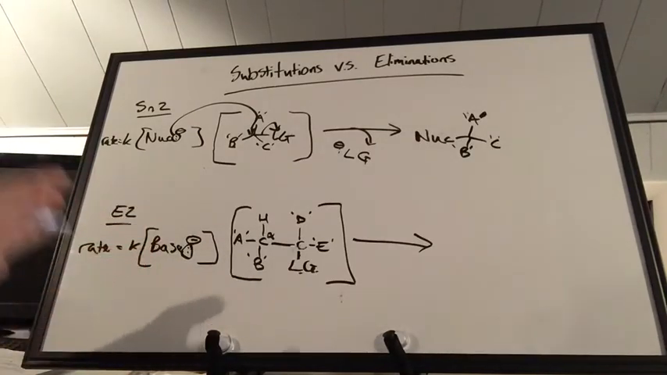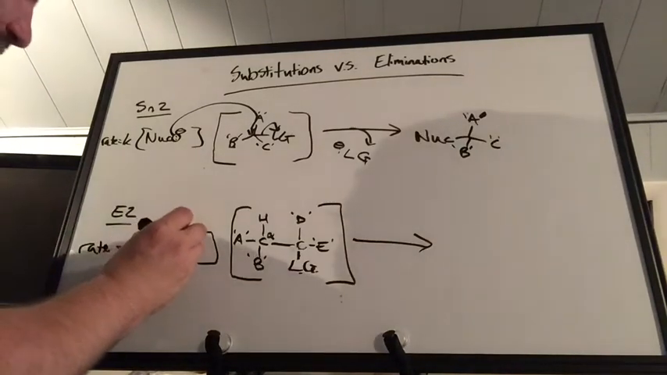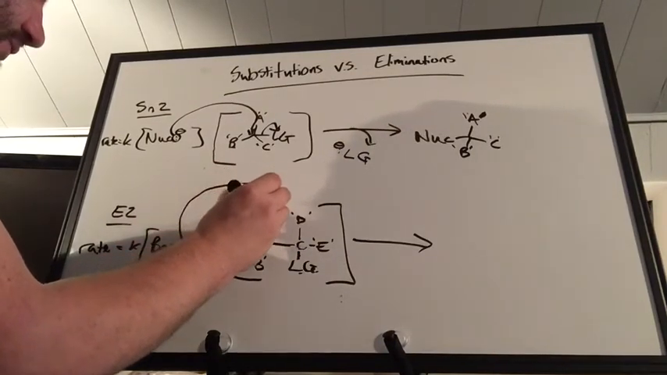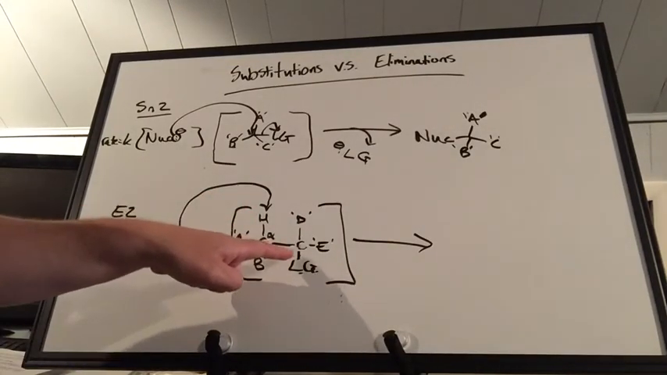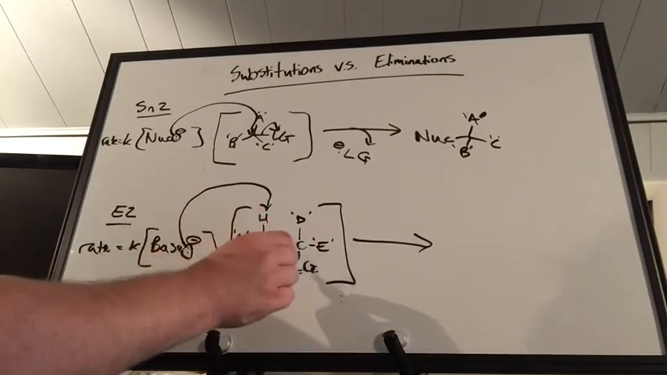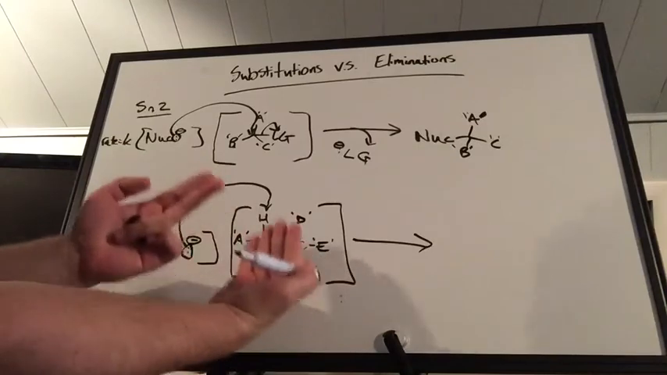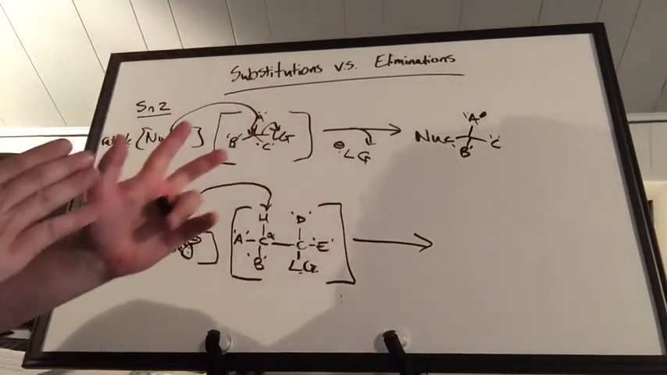This is not typically how you would write mechanisms, just FYI. I'm just trying to give you guys the crash course representation here. But a base is going to take this hydrogen that's attached to this alpha carbon relative to where the leaving group is attached. Because that leaving group is going to be electronegative, and it's going to pull these electrons down in this particular direction. Now, if we're thinking about things from a three-dimensional perspective, that hydrogen and that leaving group are going to be anti to one another, okay?